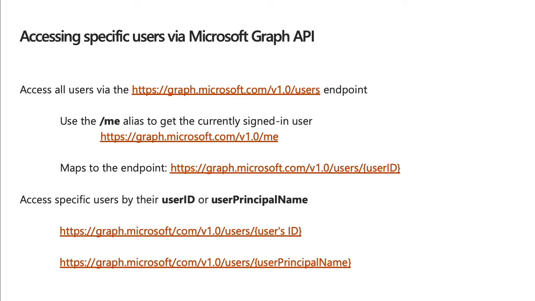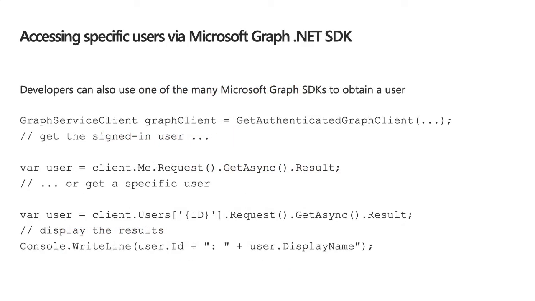Developers can also use one of the many Microsoft Graph .NET SDKs or one of the other native SDKs to obtain a user object. For example, to get a user with a Microsoft Graph .NET SDK, you would use some of the following code. You're first obtaining a Microsoft Graph service client, and then here you can see where I've got client.me.request and getting the end result for the user. Then I can access all the values on that specific user.